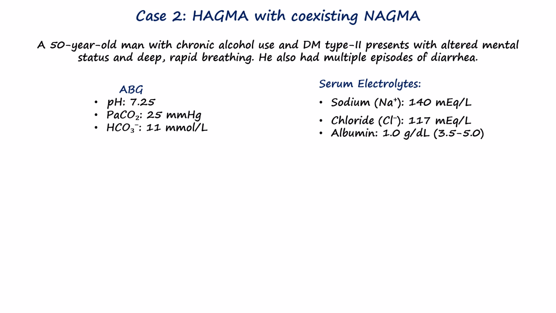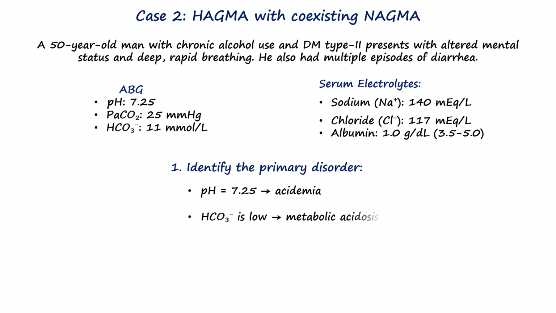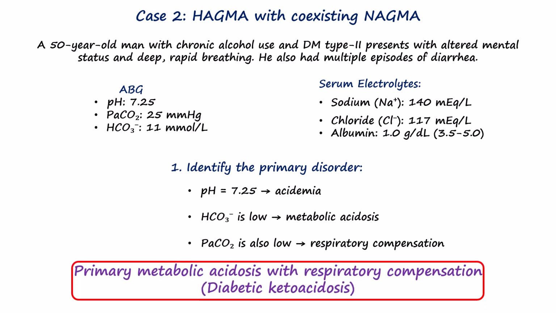Following the algorithm, we first check the pH and it is acidic. The low bicarbonate level points towards metabolic nature of acidosis, and the low PaCO2 in the same direction suggests a respiratory compensation. So a quick glance at the blood gas report suggests a primary metabolic acidosis with respiratory compensation.